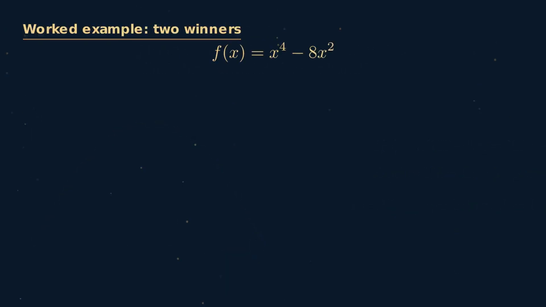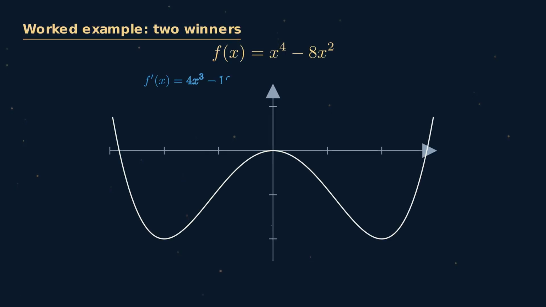One more example, because it hides a surprise. Take f of x equals x to the 4th minus 8x squared. Set the derivative to 0 and 3 suspects appear, x equals 0 and plus or minus 2. At 0, the curve is at a crest, a local maximum. The second derivative is negative there. But at plus and minus 2, the curve bottoms out, both at minus 16.